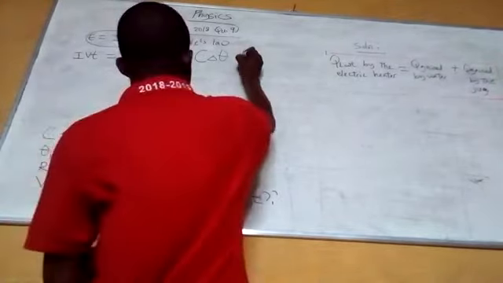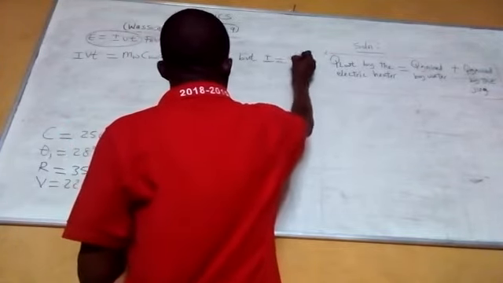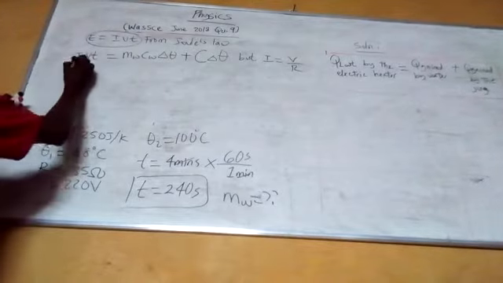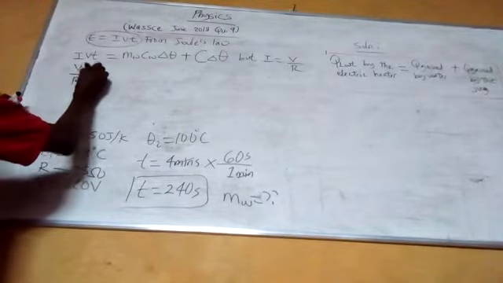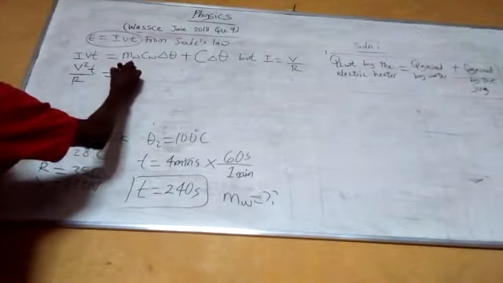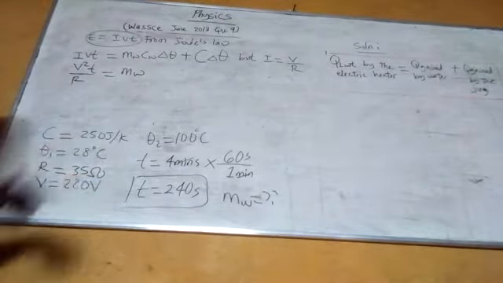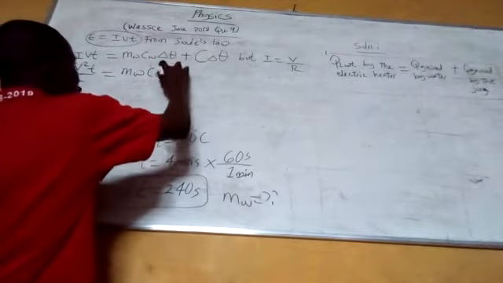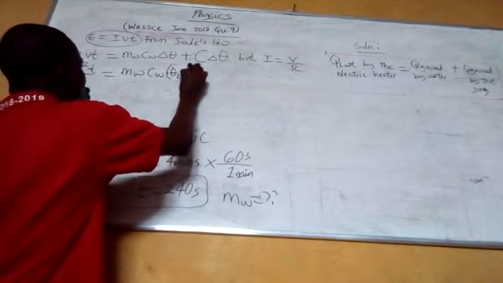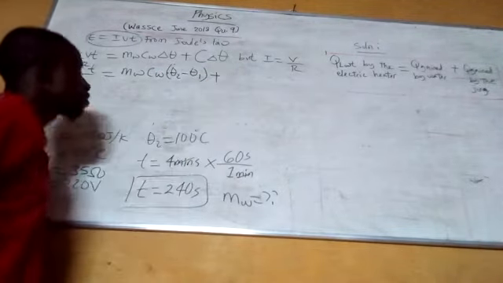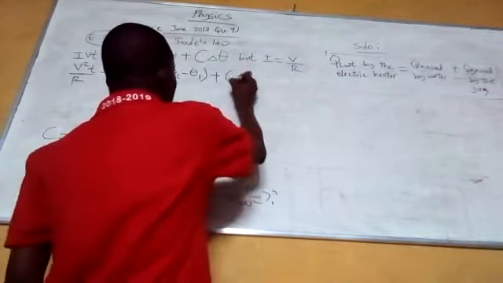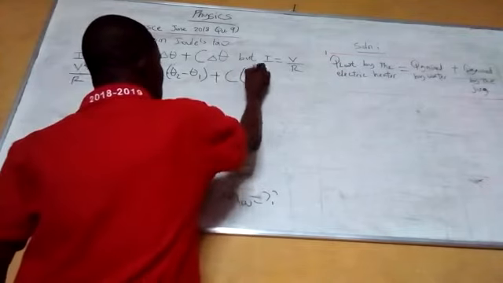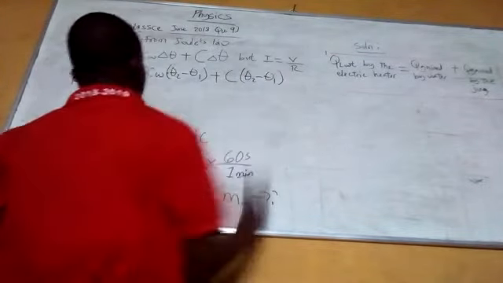But I is equal to V over R. So we replace I here by V over R, and we have V squared over R times T, which will be equal to the mass of water times the specific heat capacity of water times theta 2 minus theta 1, plus the heat capacity of the jar times theta 2 minus theta 1.